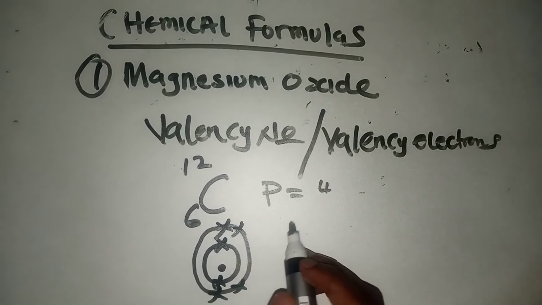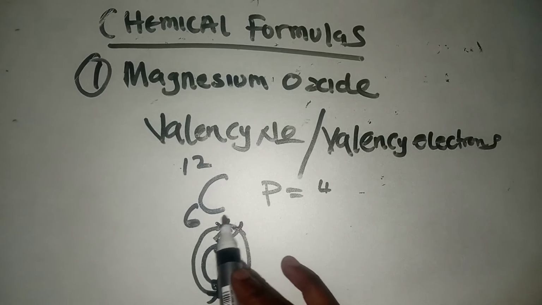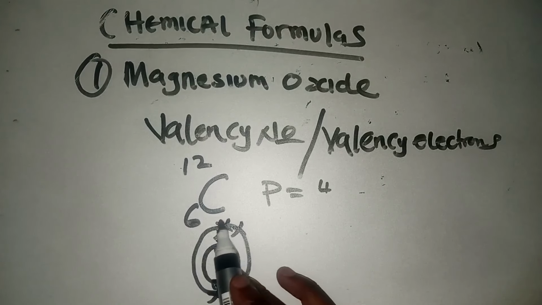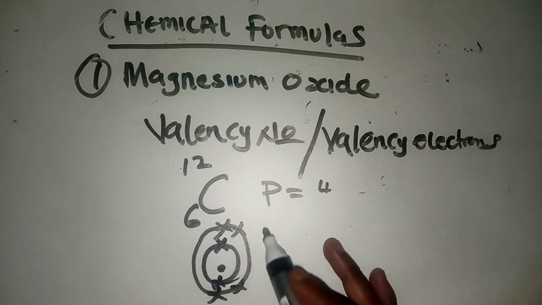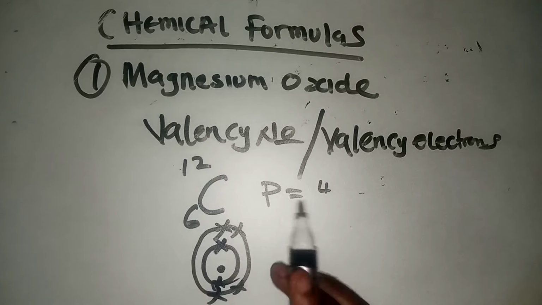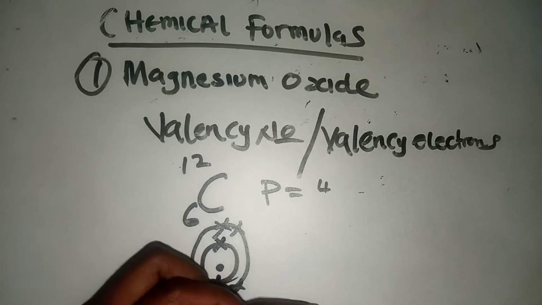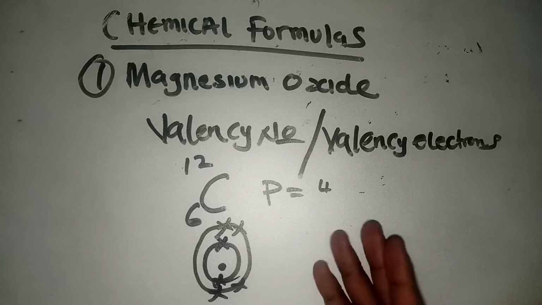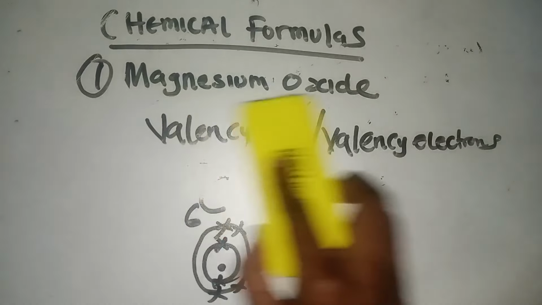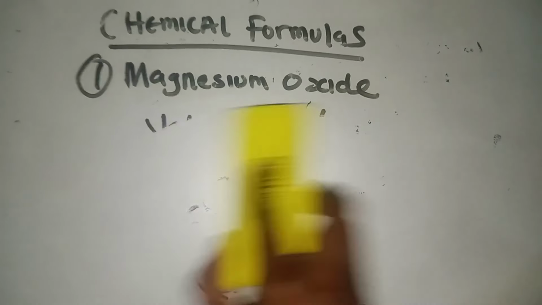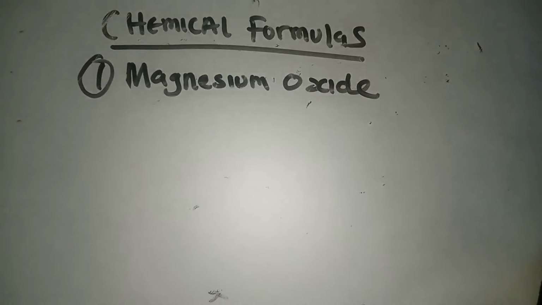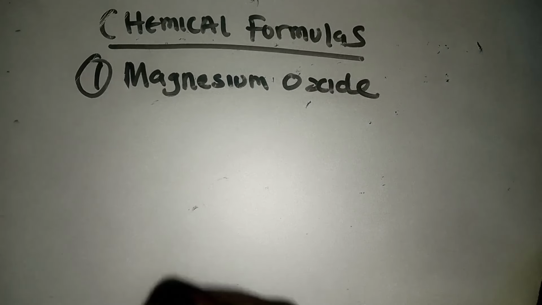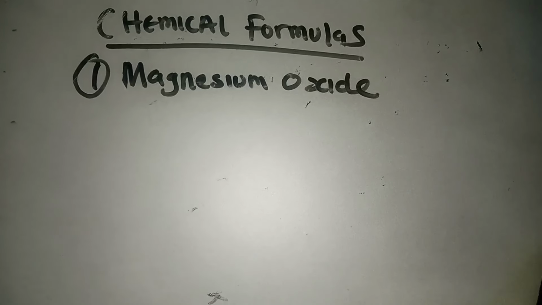So this is what I meant by valence electrons: the electrons found in the outermost shell. This is very important to take note of before we answer the question on the board. Our major focus will be on valence number.